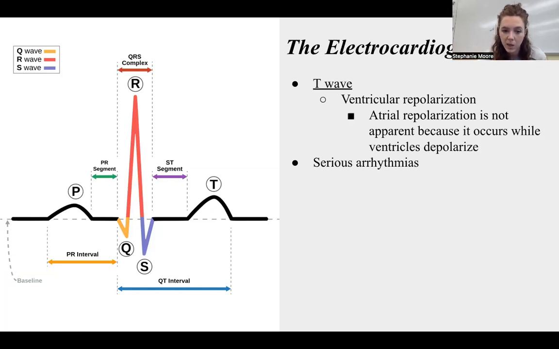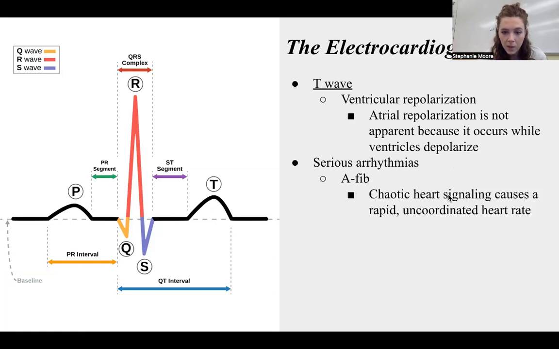And there are two arrhythmias that I wanted y'all to know. AFib, which is the chaotic heart signaling, all right, uncoordinated heart rate. You can live with this one. It's serious. You might go in for treatment, but you can live with it. You can live in AFib.